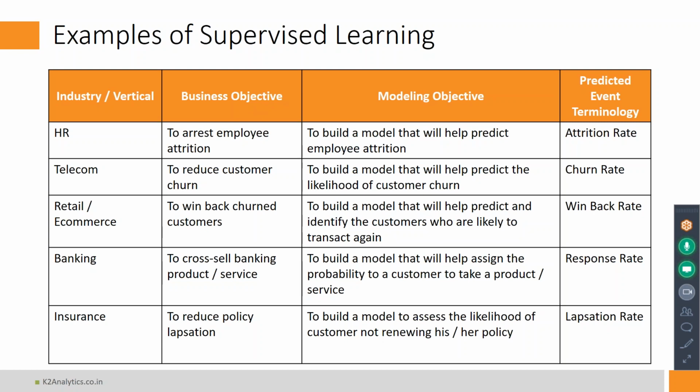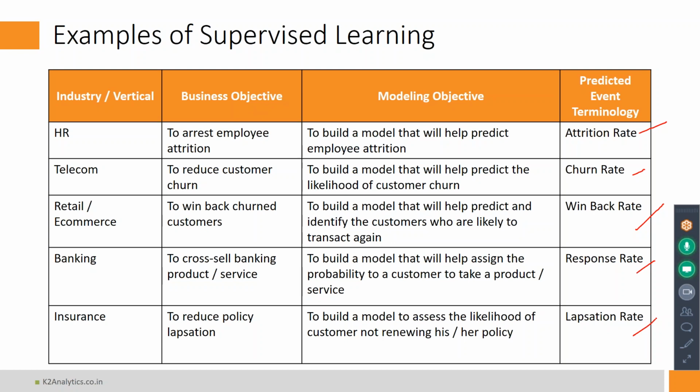So depending upon which event we are trying to build a model for, we may use an appropriate terminology like attrition rate, churn rate, win back rate, response rate, lapsation rate, as the case may be. So whenever I use the generic word, I use the word target rate. When I use the word target rate, if it is a model being built for attrition, it means attrition rate.